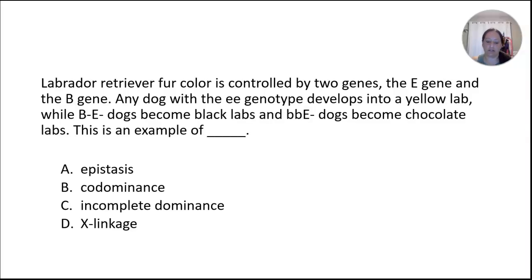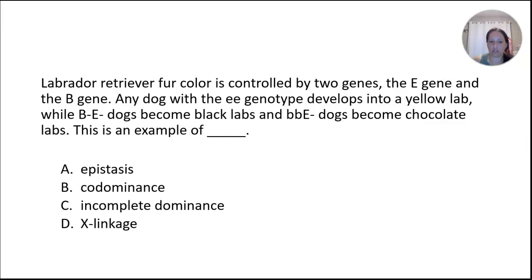Let's read through it though, because I want to make sure you understand this. It says in Labrador Retrievers, this is the same example that I gave you in the PowerPoint, one of the examples. It says Labrador Retriever fur color is controlled by two genes. We've got the E gene and the B gene. So it's a dihybrid, two genes controlling one trait. Not only is it a dihybrid, but you have two genes, one trait. So it's a polygenic trait, two genes, one trait, instead of two genes, two traits.